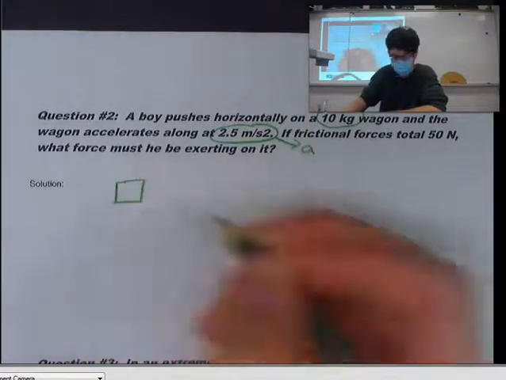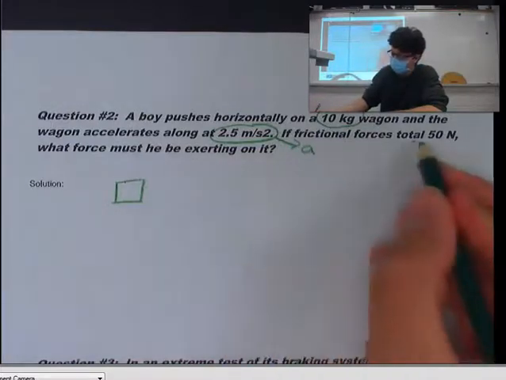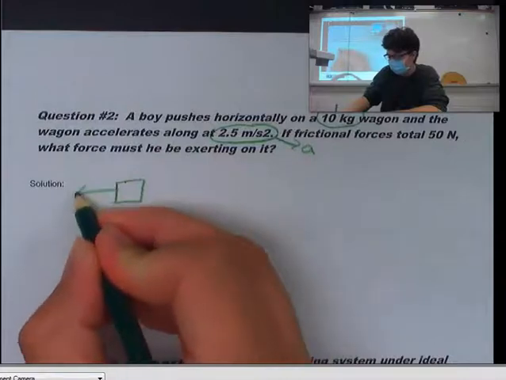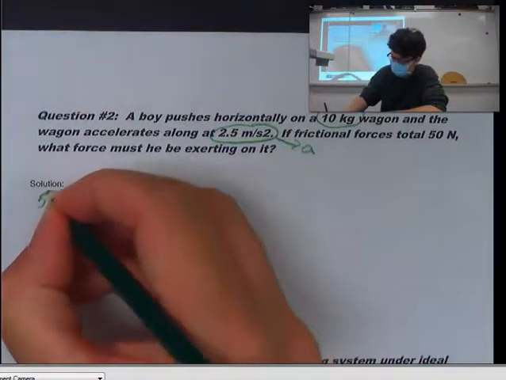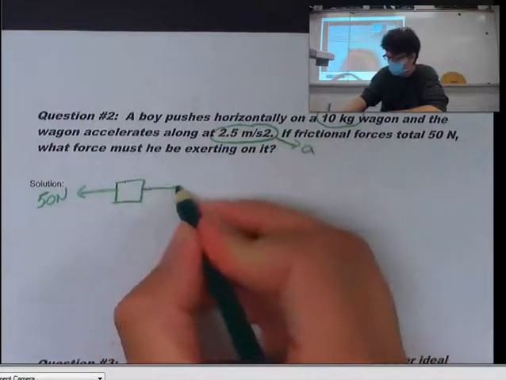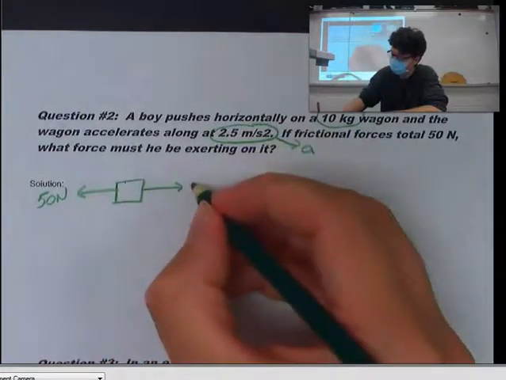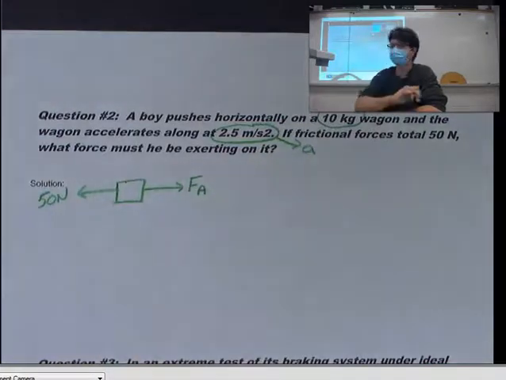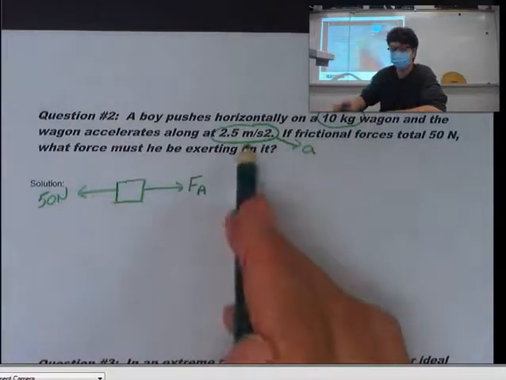Here's our free body diagram. Now we have a frictional force. Let's just put it in this direction of 50 newtons. And then a boy pushing it horizontally. Of course, it would be in the opposite direction of friction, with some unknown applied force. And that applied force is causing this acceleration.